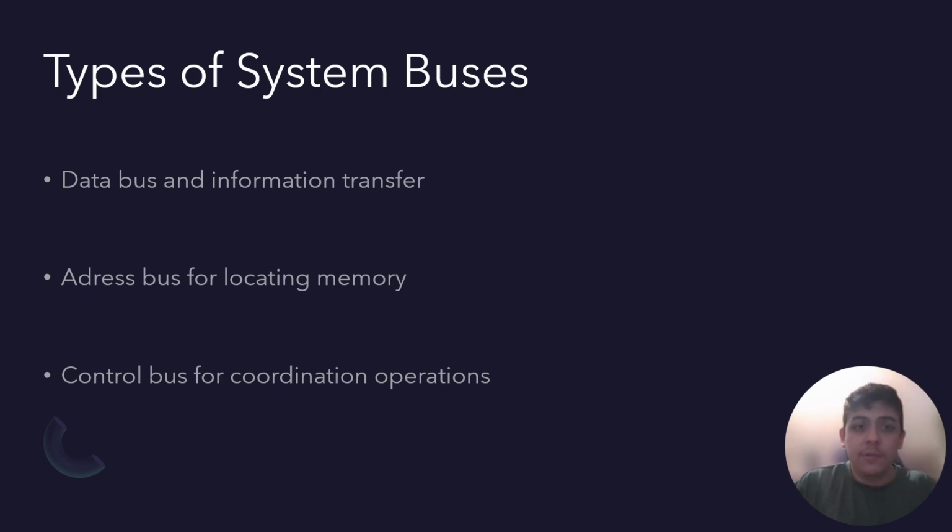All right, so now we're going to be going over the types of system buses. The system bus is divided into several specialized buses that perform different roles during data communication. The data bus is responsible for transferring actual data between the CPU, the memory, and the input-output devices. It carries the information that the processor needs to read or write during program execution. The address bus is used by the CPU to specify the location of the data in memory. Meanwhile, the control bus carries the control signals that coordinate system operations, such as read and write commands. Together, these buses ensure that data moves correctly between the components of the computer system.